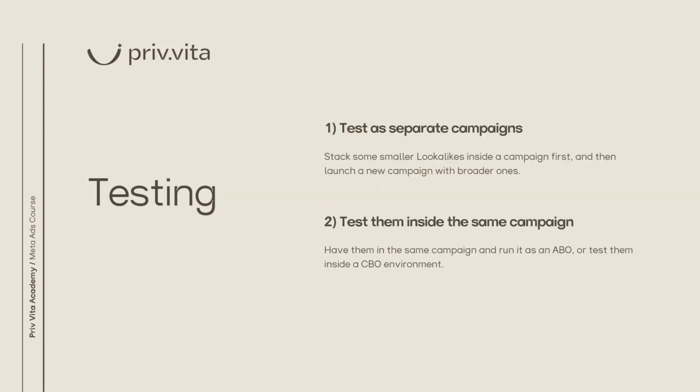So how can we test them? You can A, stack some smaller lookalike audiences inside a campaign first and then launch a new campaign with broader ones, or B, have them in the same campaign and run it as an ABO, or test them inside the CBO environment, totally up to you.